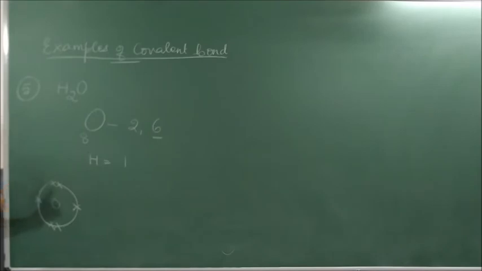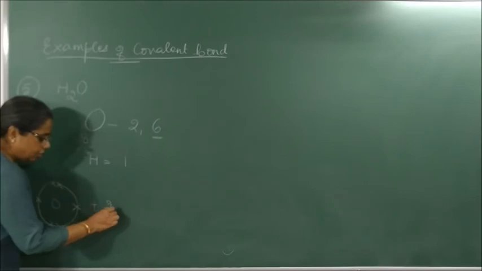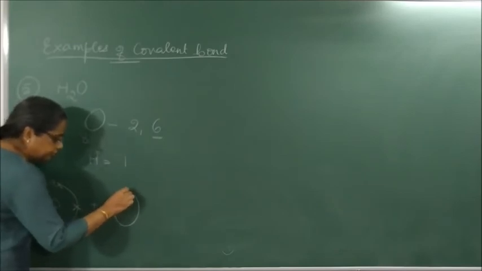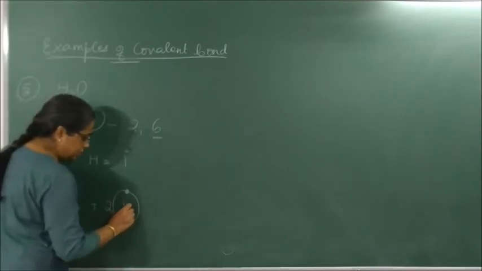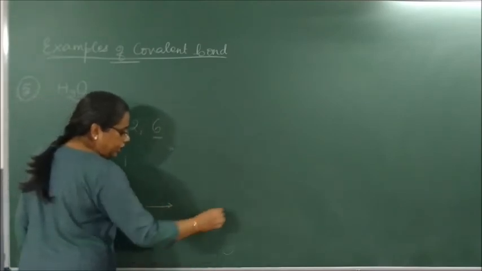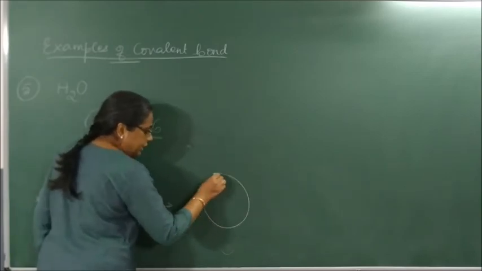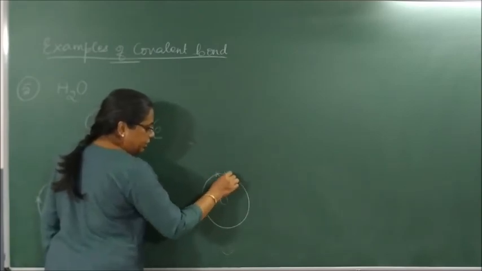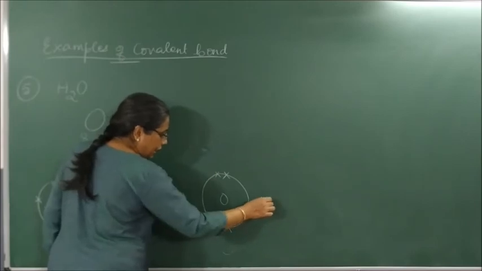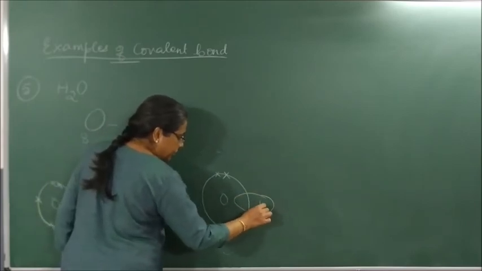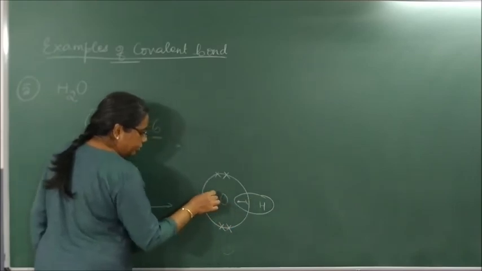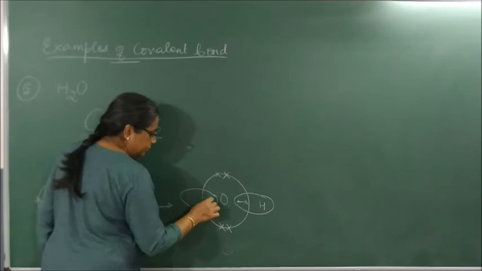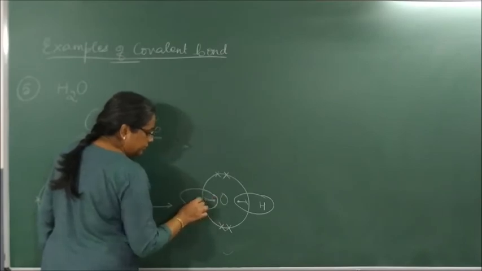Because hydrogen requires only one. Understood? Plus how many hydrogen do I have? 2 hydrogens. Correct? It will form what? H2O. How will it form H2O? Oxygen will be at the center. It will have 1, 2, 3, 4, and then you will have one hydrogen coming up here, and here also there will be one hydrogen coming up, to form water.